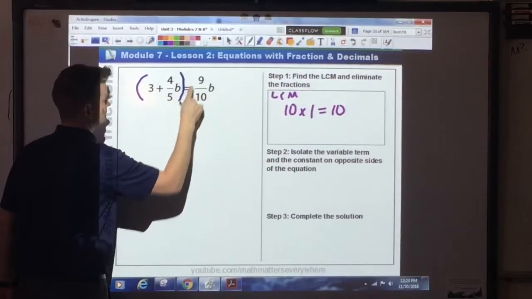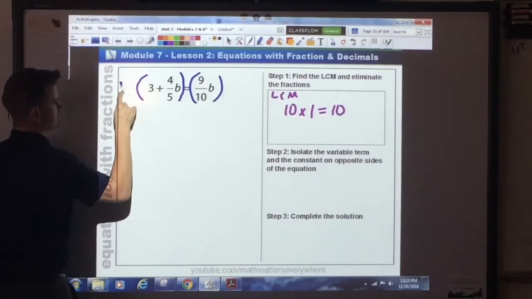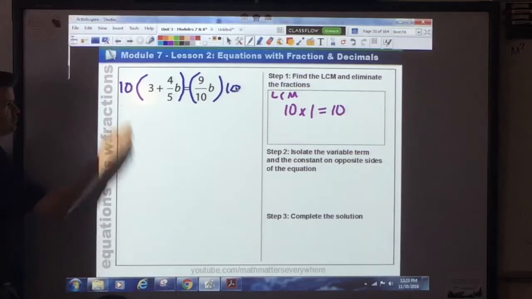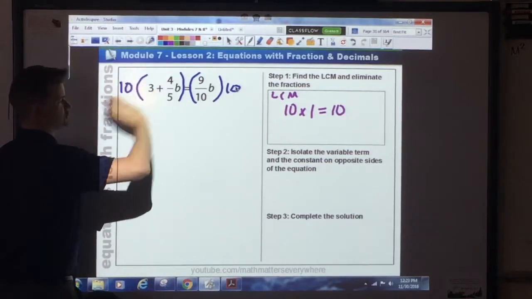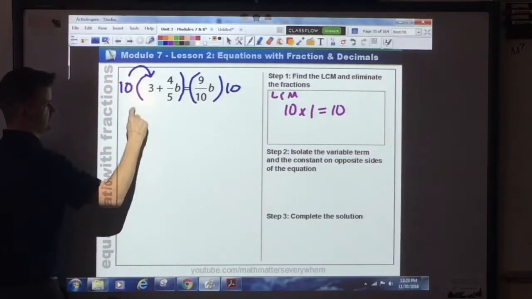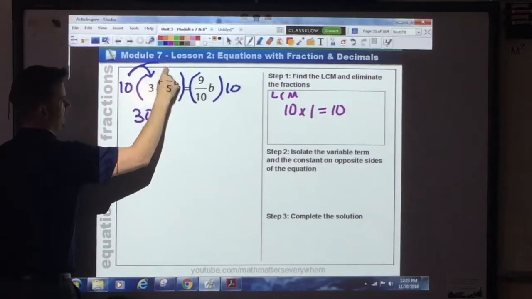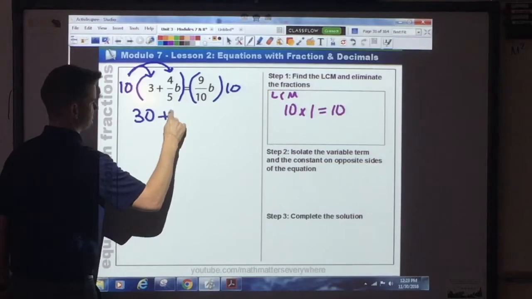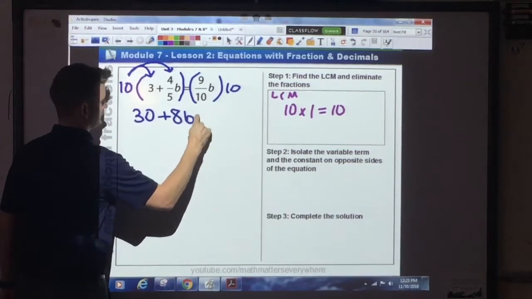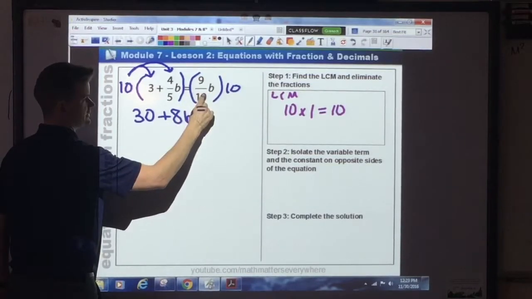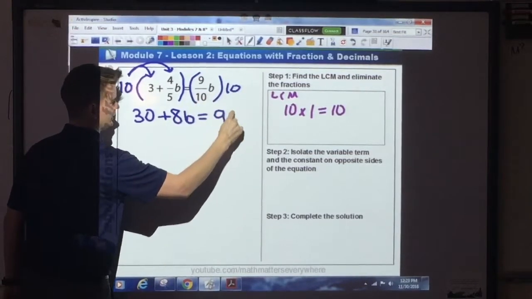So we multiply both sides of this by 10. Make sure you multiply every term in the parentheses. Don't forget the variables. 10 times 3 is 30. 10 times 4 is 40. 40 divided by 5 is 8. So plus 8b equals. On this side, 10 times 9 is 90. 90 divided by 10 is 9. Don't forget the b.